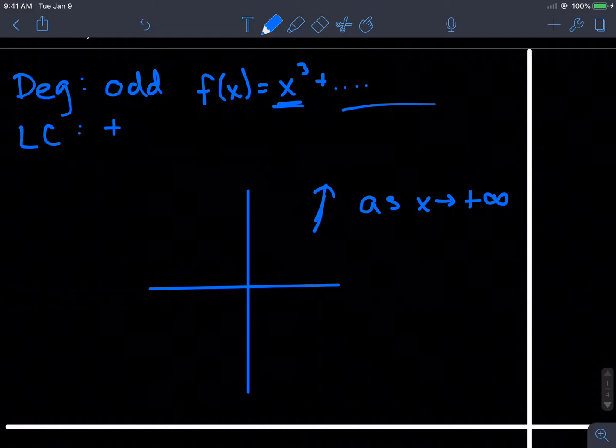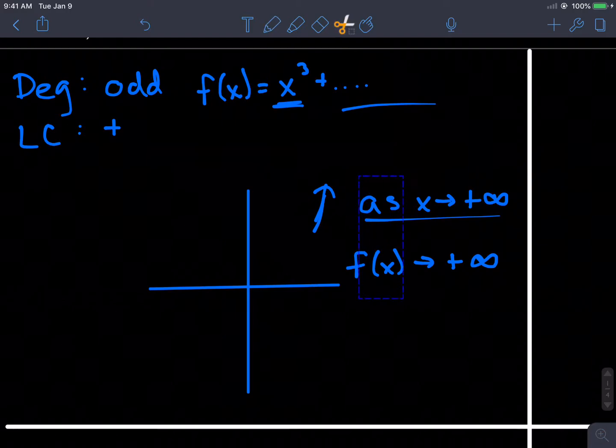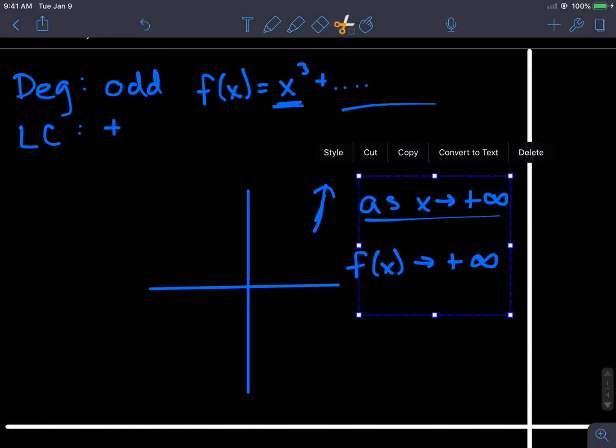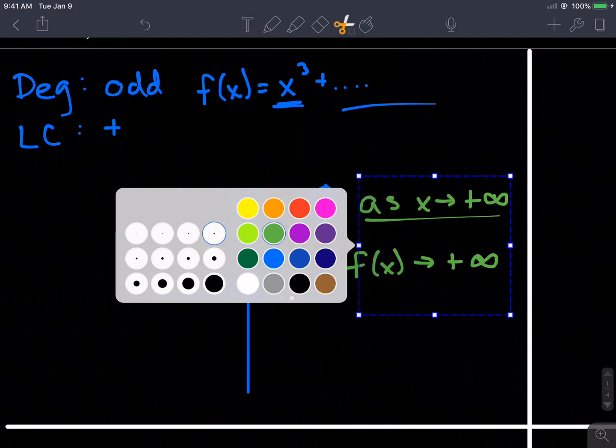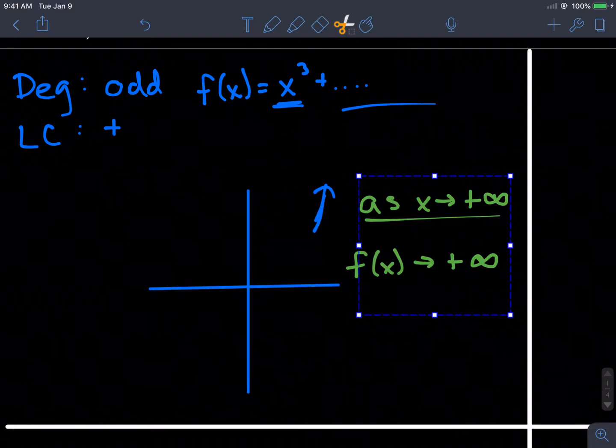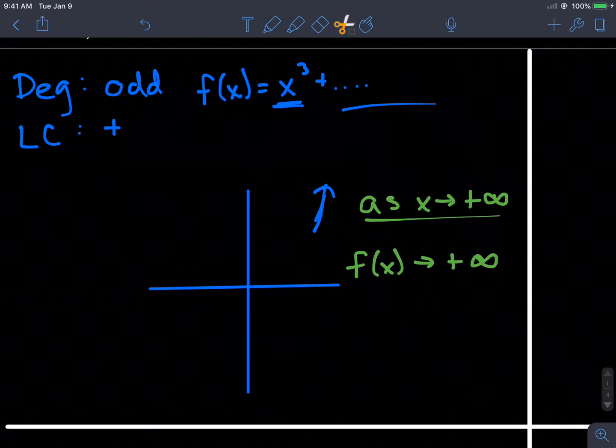So to describe the end behavior to the right, we would say as x goes to positive infinity, f of x approaches positive infinity. Let's change that so it stands out a little better. Okay. So as x goes towards positive infinity, the value of the function is going towards positive infinity.